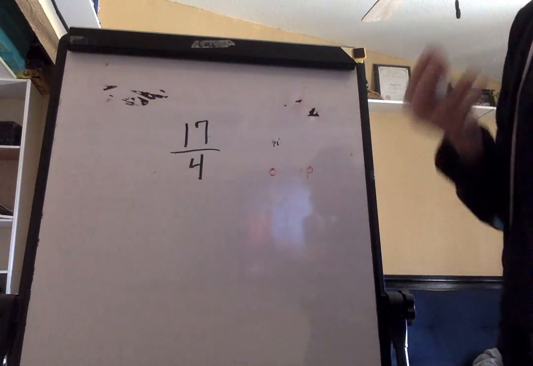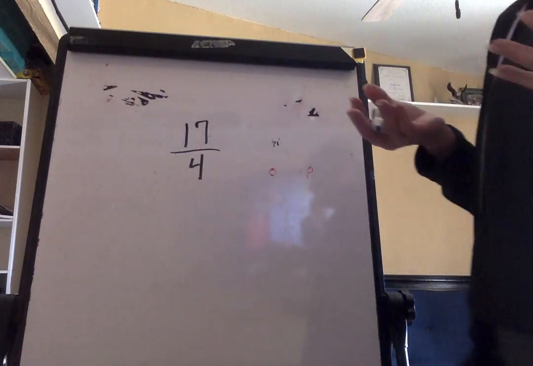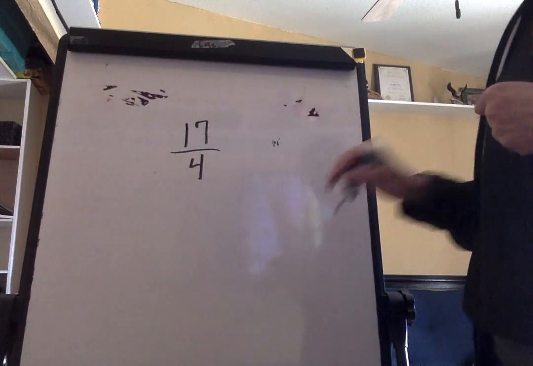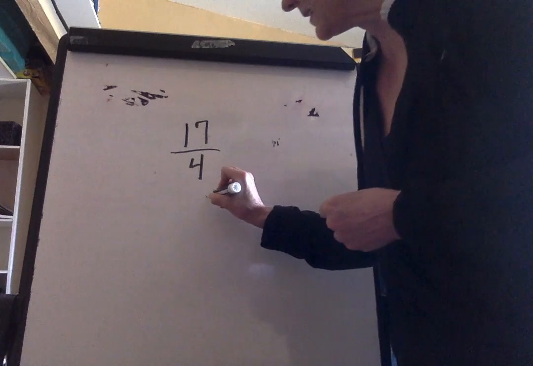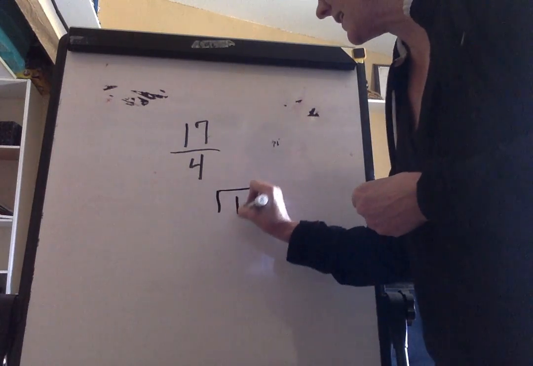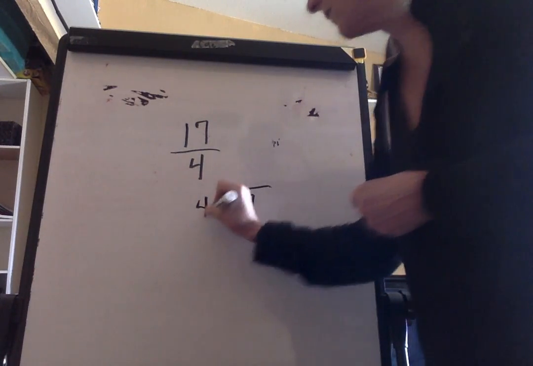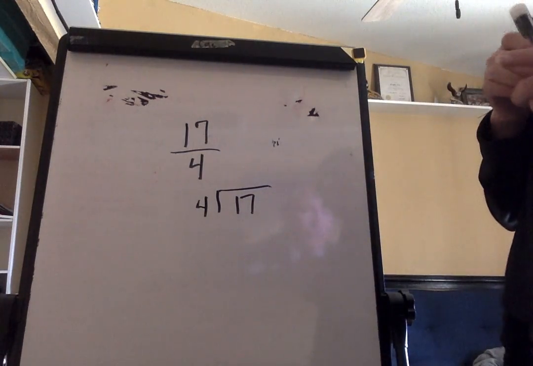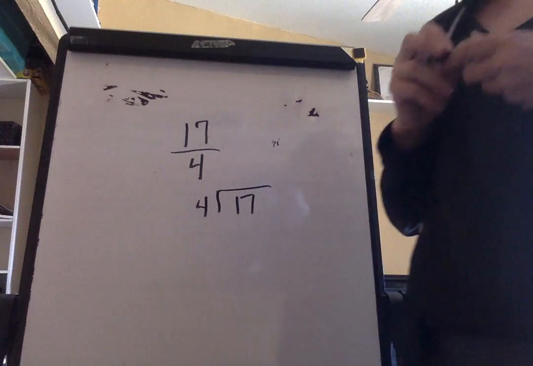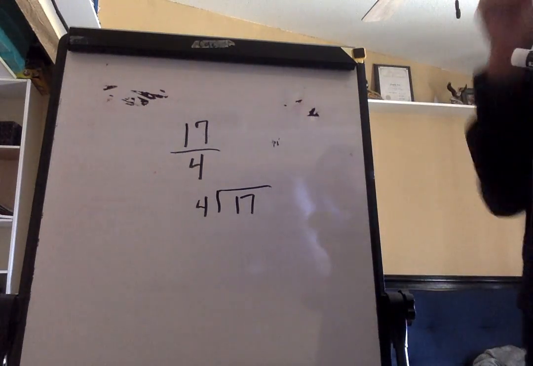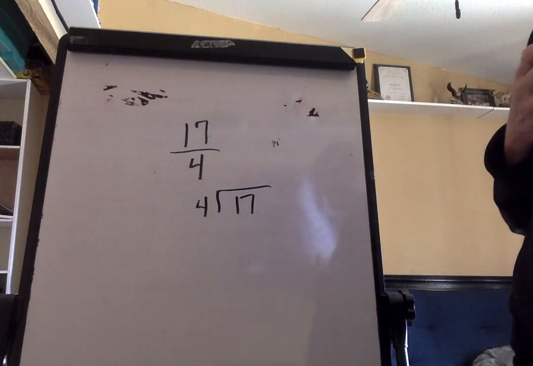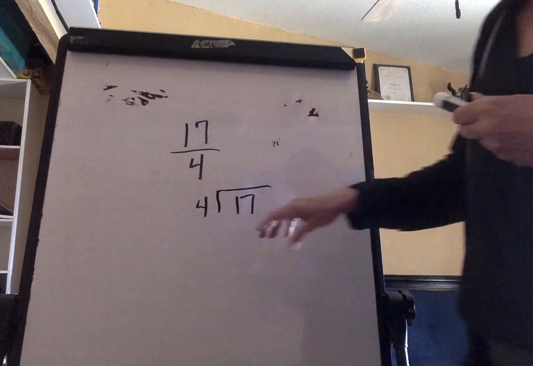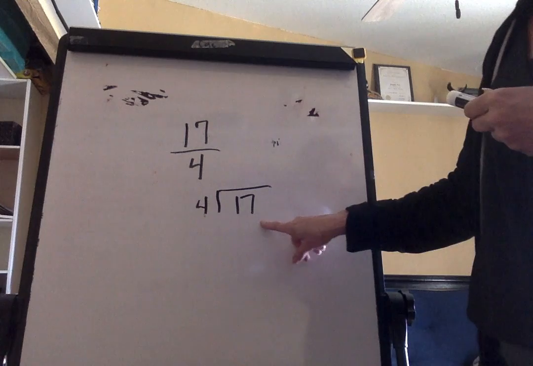Okay, so I want you guys to think before I do it. What is the first step of a two-step? Okay, if you said to divide 17 by 4, you're correct. 17 divided by 4 is the first step. Let me give you about 5 seconds to do that. Okay, if you finish, follow me and check your answer.